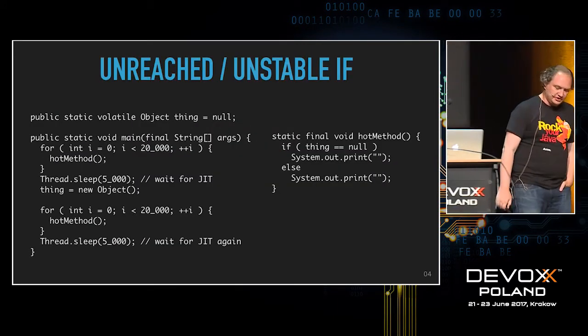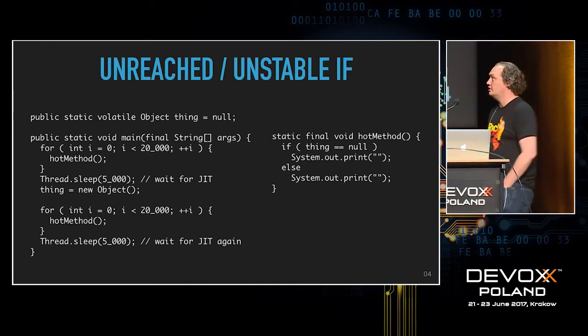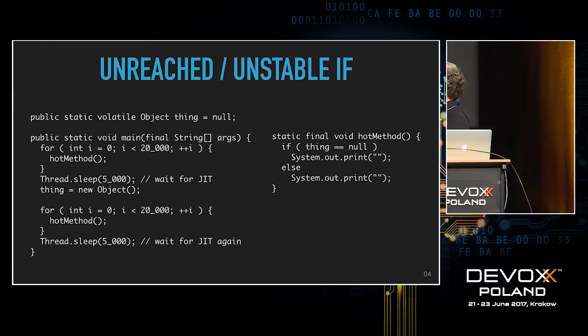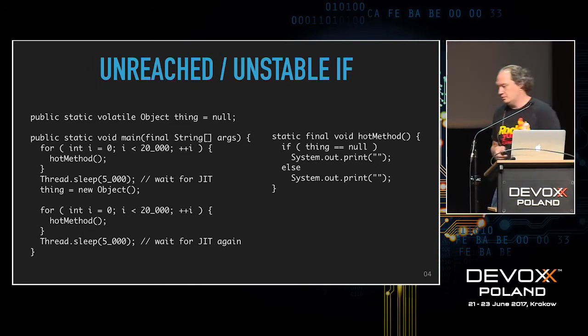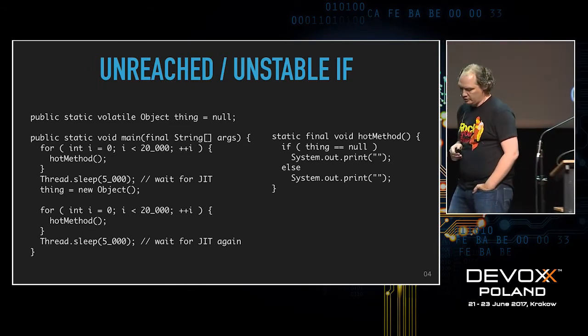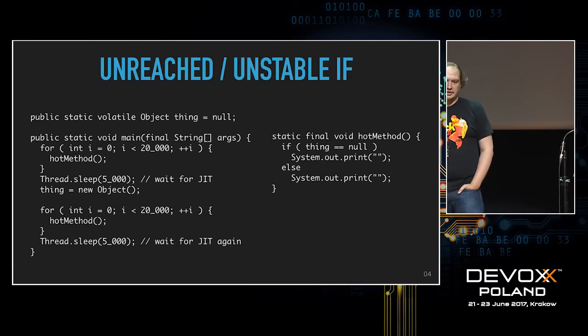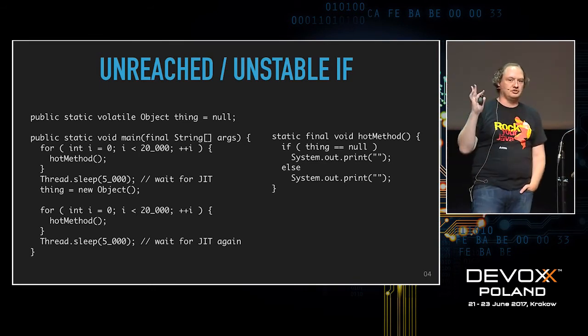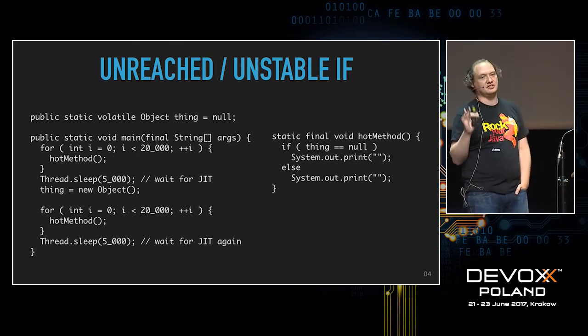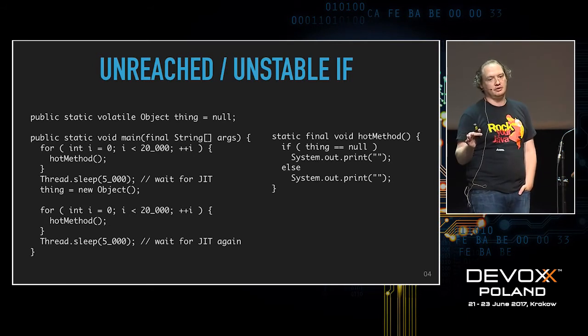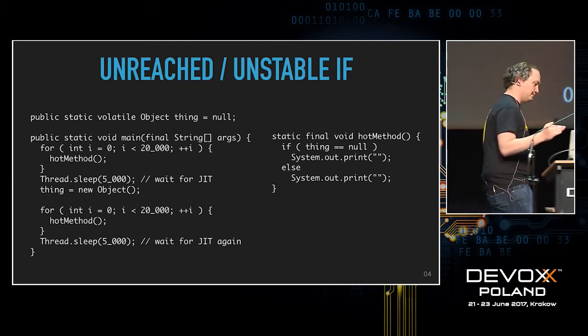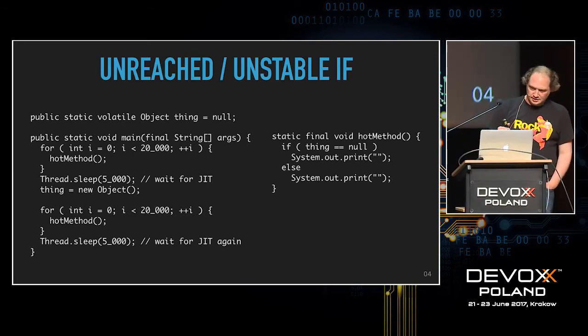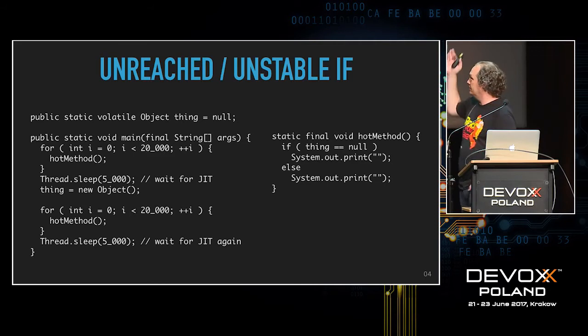There are other variations on this. We can take an example like this. We've got a hot method on the right, and we're going to train it that thing is always null. When thing is null, we print out the empty string. When thing is not null, we're going to do something radically different. But what is going to happen here is it's going to say, well, thing has always been null, so I'm just not even going to bother to compile the else block.